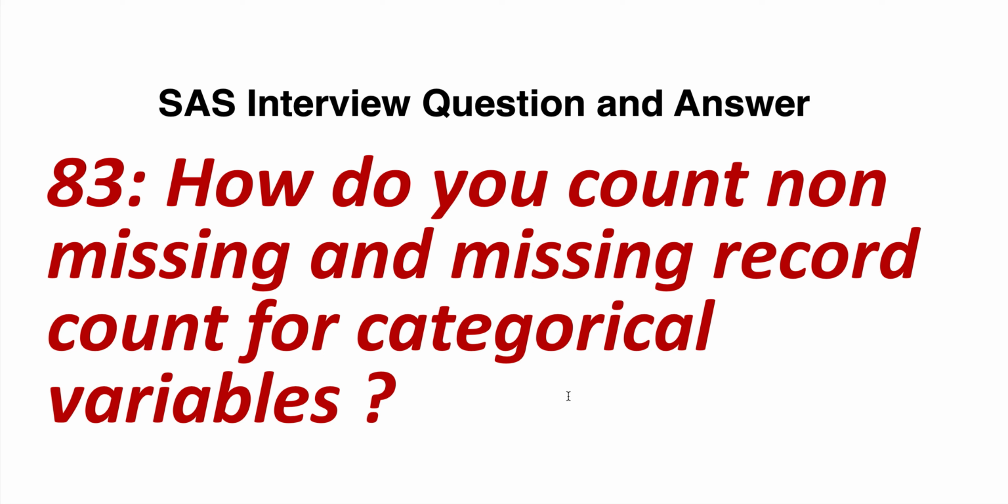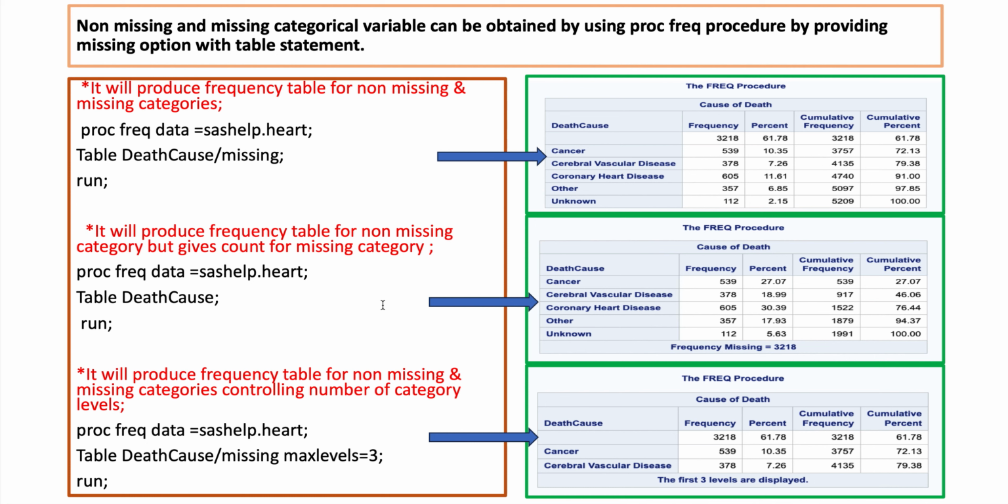To explain this question further, we have 3 sets of code. The first code will produce a frequency table for non-missing and missing categories. The second code will produce a frequency table for the non-missing category, but gives the count for the missing category. And the third set of code will produce a frequency table for non-missing and missing categories, controlling the number of category labels. Let me go through them one by one.